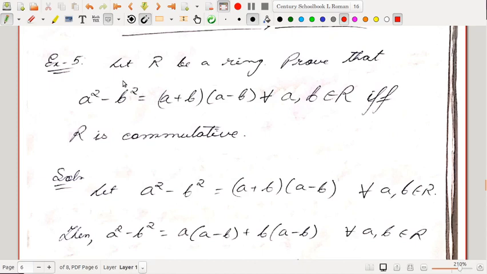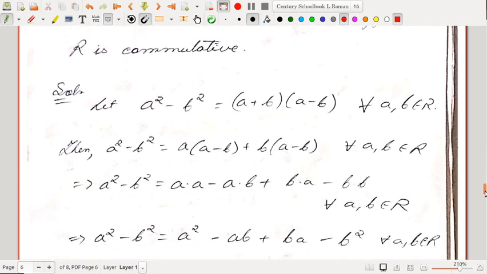Okay, next let us take up another problem. Let R be a ring. Prove that a square minus b square is (a plus b) into (a minus b) for all a, b in R, if and only if R is commutative. The famous formula of a square minus b square doesn't hold this way in all rings. It holds only when the ring is commutative, that is ab equal to ba. Otherwise it's not true.